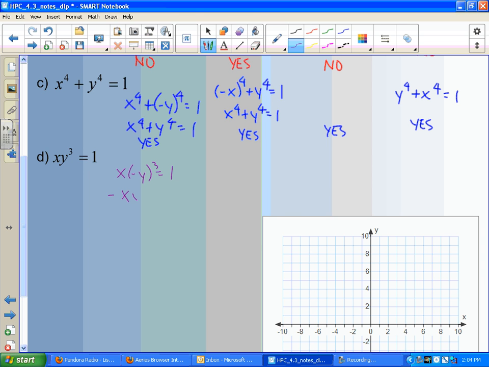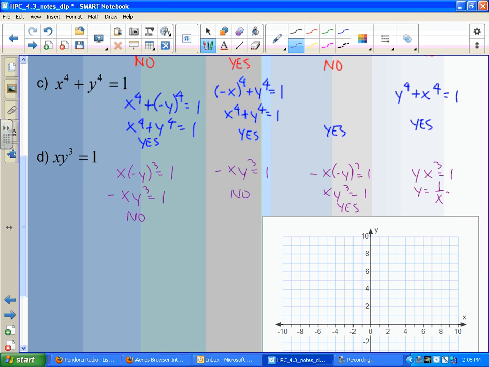Okay. This is what we end up with. So no symmetry there. Then we do the same thing over here. Now I make negative x, y cubed equal 1. Again, no symmetry. Switch both of them. Negative x times negative y cubed equals 1. So this becomes xy cubed equaling 1. So yes, symmetry on the point. And then switch them. Y x cubed equaling 1, solve for y.